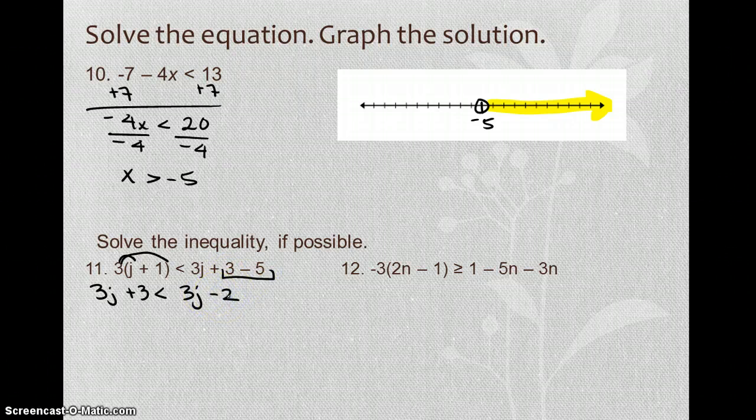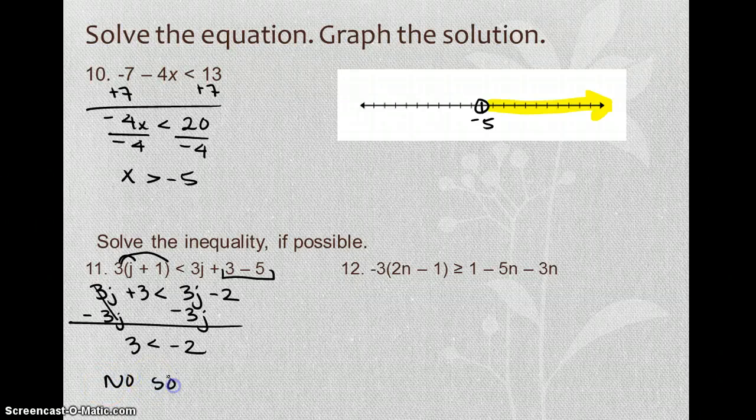Now I'm going to get my variables on the left and my numbers on the right. So I'm going to minus 3j, minus 3j. This is 0 now, and I have 3 is less than -2. Is 3 less than -2? Not so much. So I'm going to say no solution for that one. No solution. If it was a true statement here, like 3 is greater than -2, then I would say all real numbers. But because it's not, I'm going to go with a no on that one.